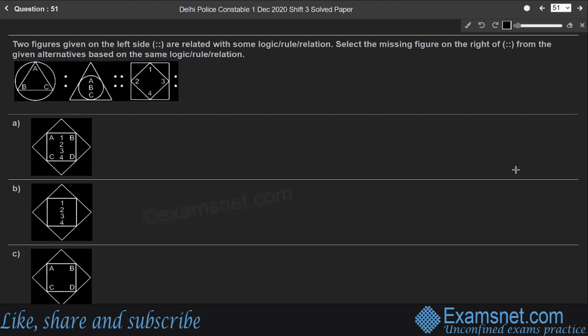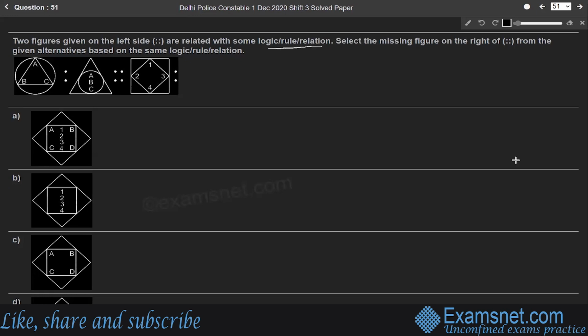Question 51. Two figures given on the left side are related with some logic, rule, or relation. Select the missing figure on the right of the given alternatives based on the same logic, rule, or relation. So here in the first and second figure, the circle goes inside of the triangle. The circle of the first figure goes inside of the triangle of the second figure, and the alphabets A, B, Z are written in the vertical alignment.